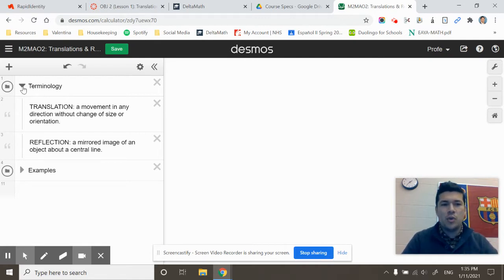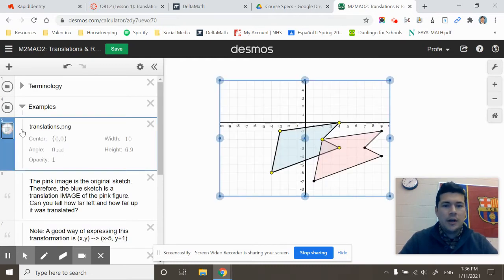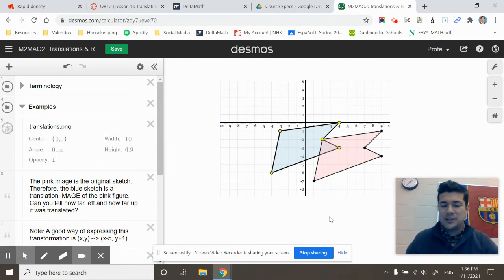Translation, movement in any direction without change of size or orientation. And a reflection is a mirrored image about a central line. All right, so a lot easier viewed than read. So here is an example of a translation.